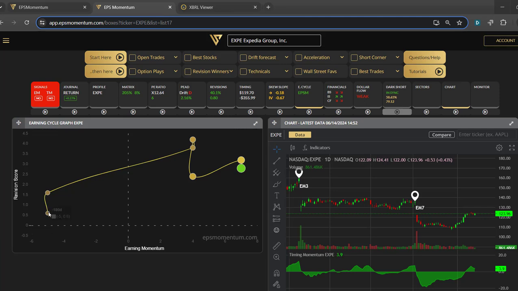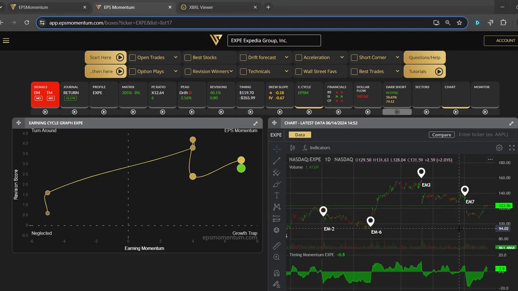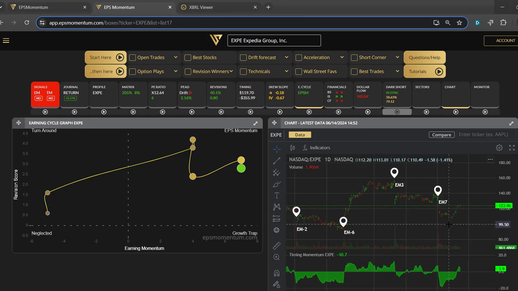So Expedia Group has had a constant good revision score, a little bit less lately, and the momentum is still increasing. We can see it on the chart as well. See, the earning momentum went from -2, -6, 3, 7, so increasing, right? Maybe it'll slow down, but we'll see what happens with the stock.